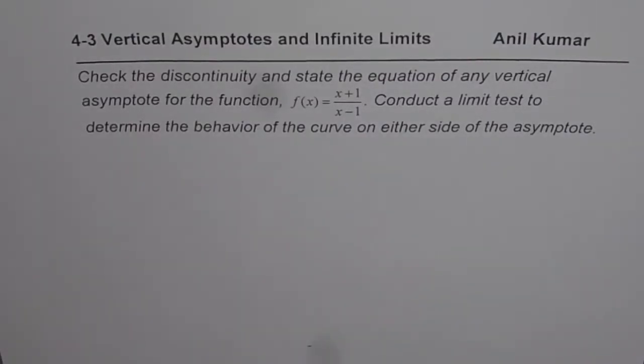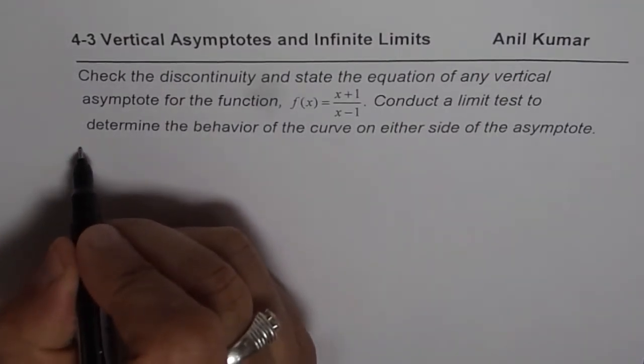I'm Anil Kumar, and in this video, we'll analyze discontinuity of the function because of vertical asymptote. The question here is, check the discontinuity and state the equation of any vertical asymptote for the function f of x equals x plus 1 divided by x minus 1. Conduct a limit test to determine the behavior of the curve on either side of the asymptote.